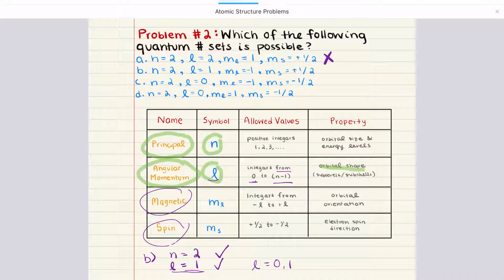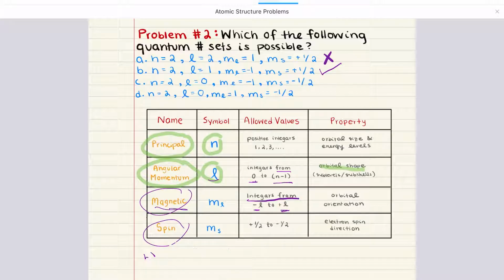Is that possible or not? Our rule for the magnetic quantum number is that it's integers from -l to positive l for each value of l. Our l value is 1. So that means our ml value can be -1, 0, or +1. In that set, it says that ml is -1. That is very much possible. And then our ms value is +1/2. That's a value that is allowed for this ms quantity. So answer choice B is a quantum number set that is very much possible. Let's still work through all the other answer choices as well, because this is good practice.